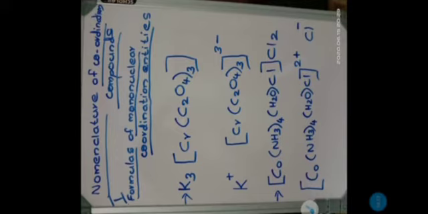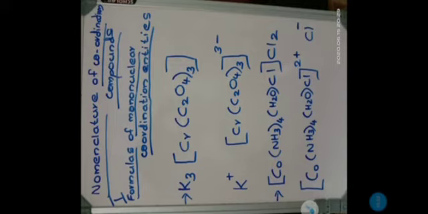Another example is K3[Cr(C2O4)3]. Here, both anion and cation are present. First of all, we wrote the positive part or cation part. Then we wrote the negative part or anion part. The formula is K3[Cr(C2O4)3]. Why? The charge of the complex [Cr(C2O4)3] is 3-. When it combines with K+, it becomes K3[Cr(C2O4)3].